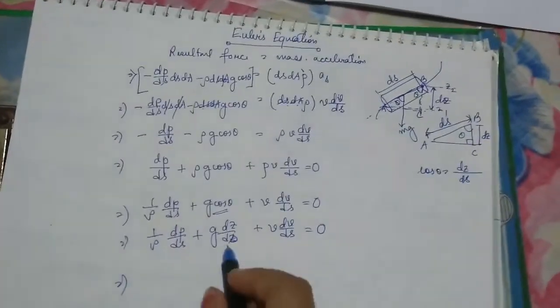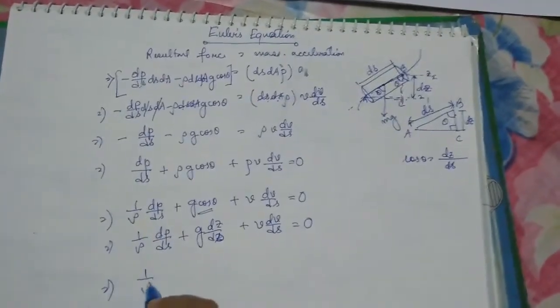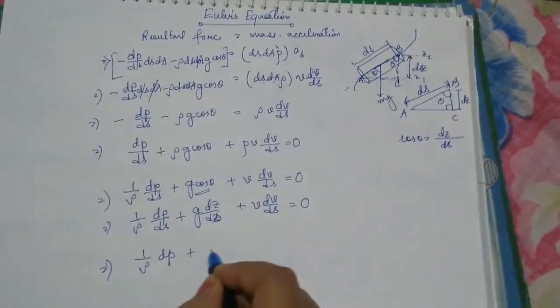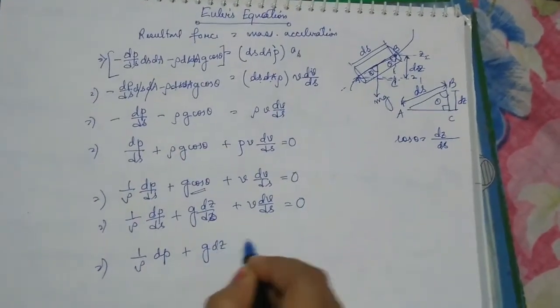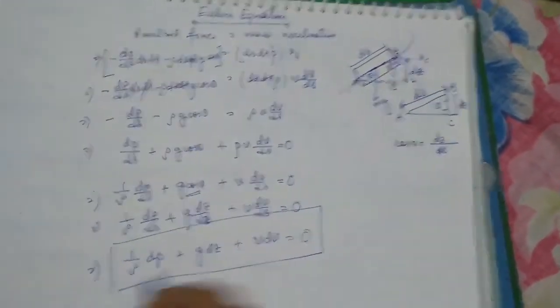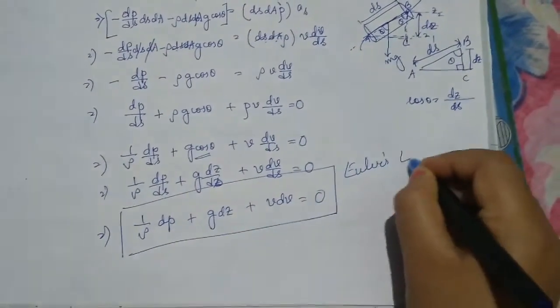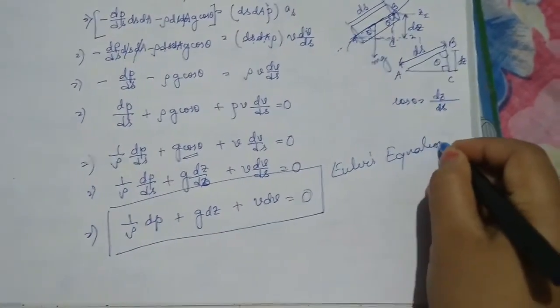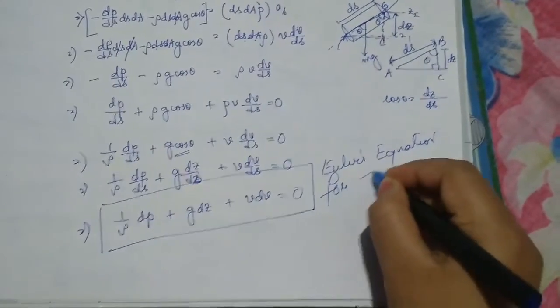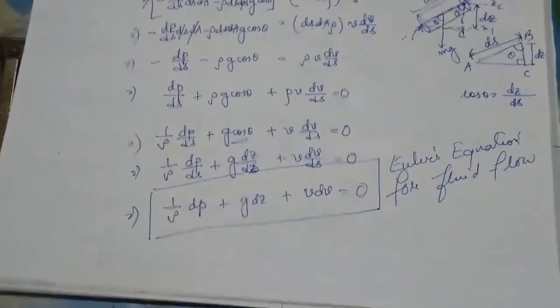So you can see that ds is common everywhere. So by generalizing I can write 1 by rho dp plus g dz plus v dv equals 0. So this is called the common Euler's equation. This is for fluid flow. I'm not writing liquid flow, it is for fluid flow. We can specifically do it for a particular flow of a liquid.